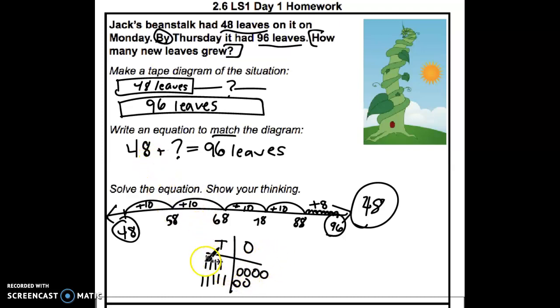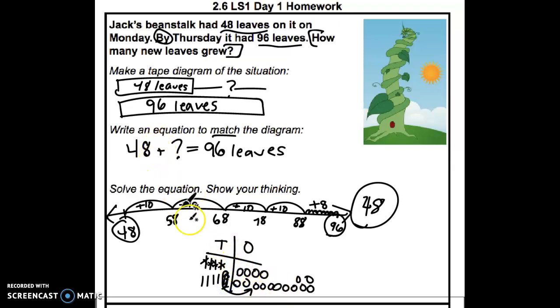Let's take away 48. 10, 20, 30, 40. Oh, we can't take away 8. We only have 6 ones. So let's grab a 10 and break it apart. We grab a 10, that means we make 10. So 1, 2, 3, 4, 5, 6, 7, 8, 9, 10. So this is no longer here because we put it over here.